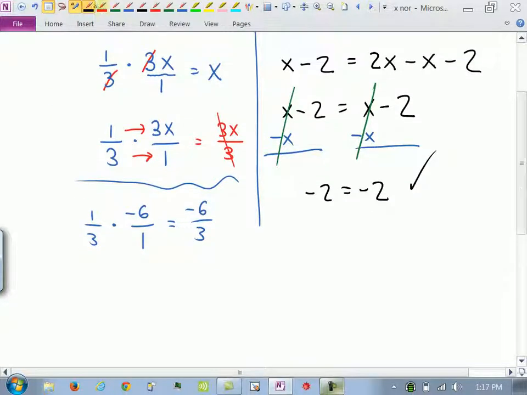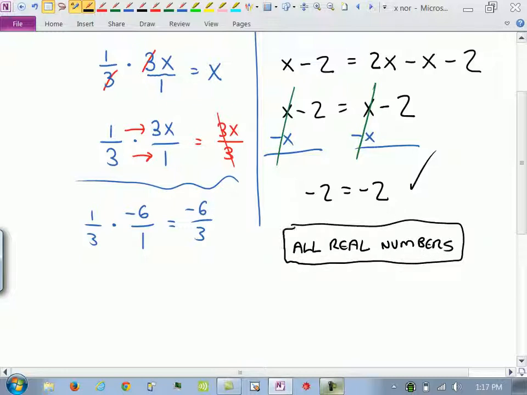My answer would look like this. I could write all real numbers. Have y'all seen that before, all real numbers? Why do we put real numbers? Why don't we just say all numbers? Why do we say all real numbers? No, fractions are real numbers. Yeah, well, that's why I brought it up.